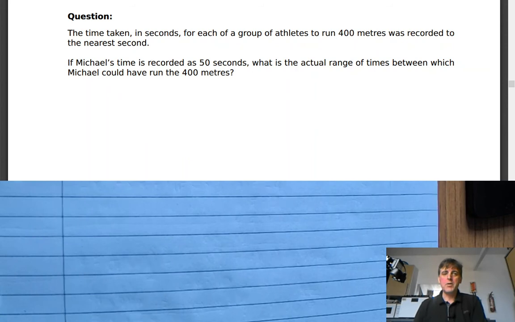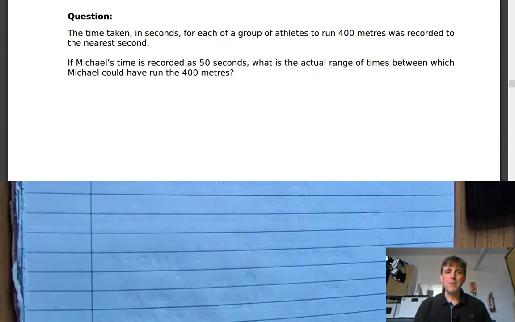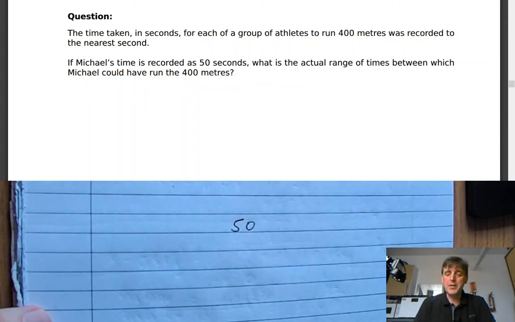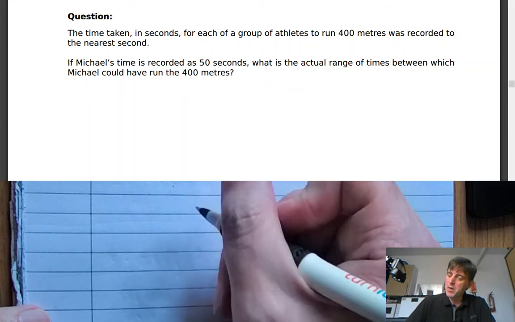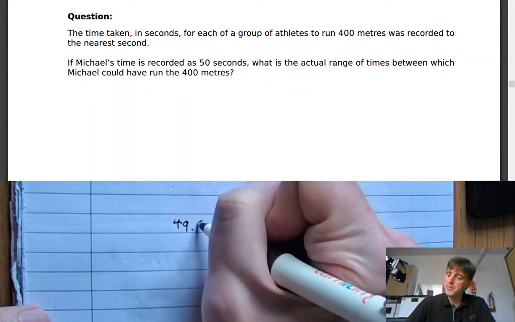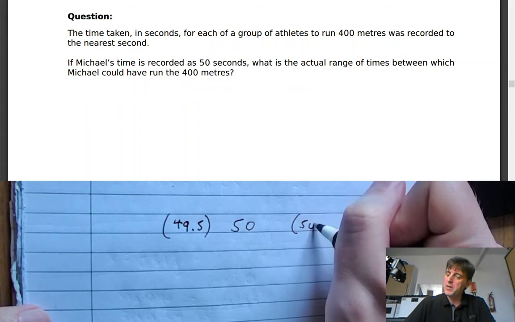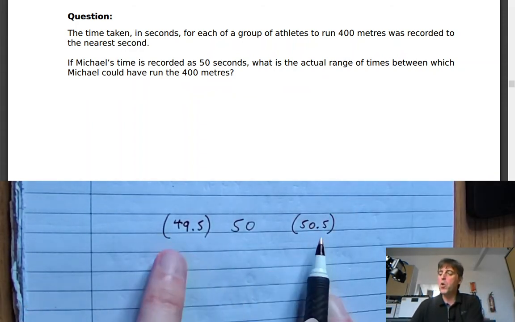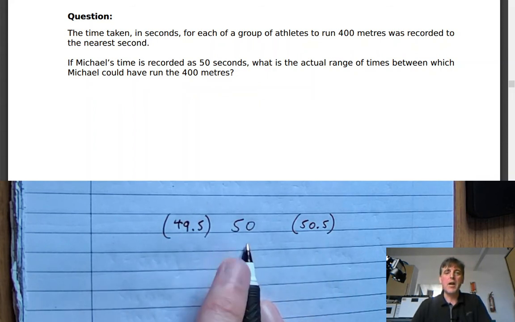All right then, let's make sure we understand what's going on here. If Michael's time was recorded as 50 seconds, now I think relating this back to what we were just talking about, I think the time of these athletes running this race is going to be continuous data. So 50 seconds does not mean precisely exactly 50. What it actually means is that it's somewhere between 49.5 to 50.5 seconds. Anywhere between 49.5 and 50.5, we would record to the nearest second as being 50 seconds.